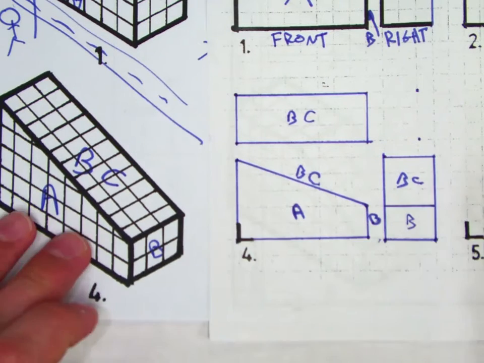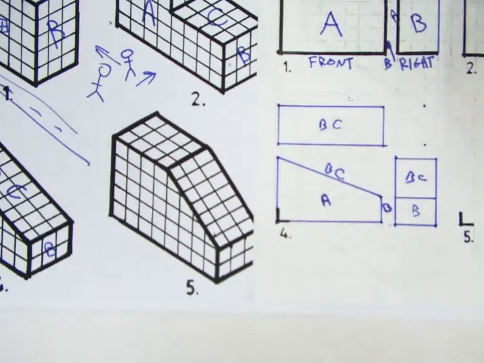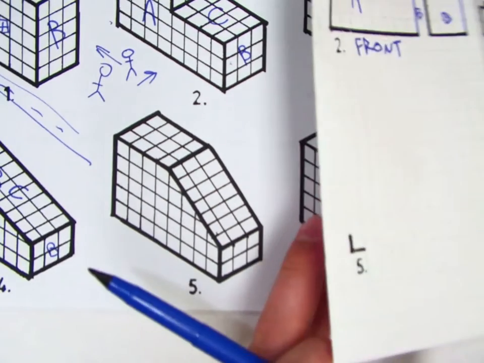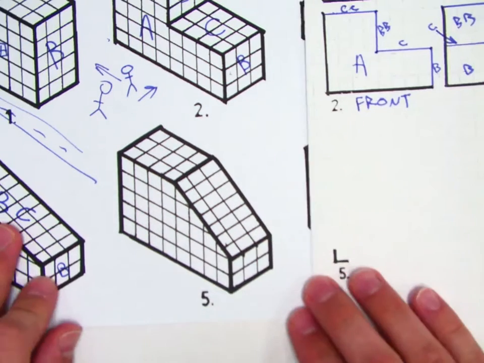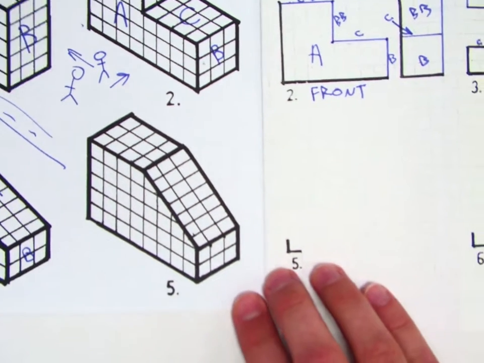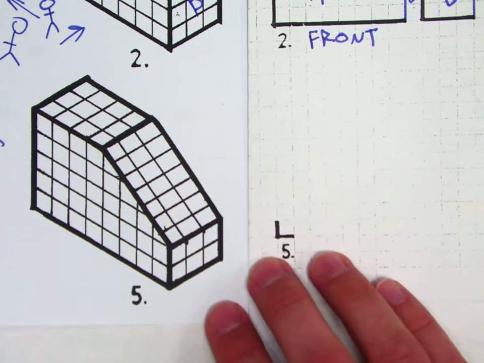We've just finished 4. We're ready now to move on to 5. So I'm going to fold back my paper. The first thing we do when we have a problem is label the isometric view. So we can go ahead and do that.